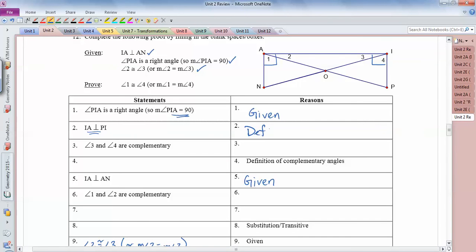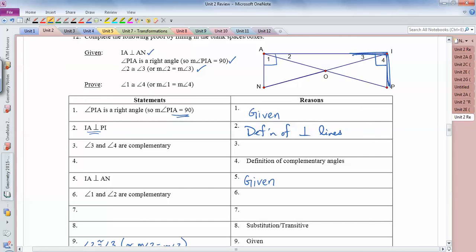Definition of perpendicular lines. Okay, so we're dealing with this part of the picture here. This line is perpendicular to this one.